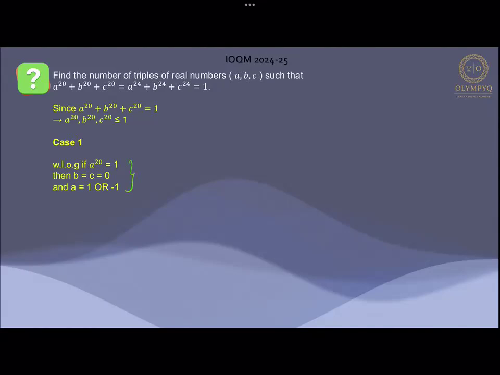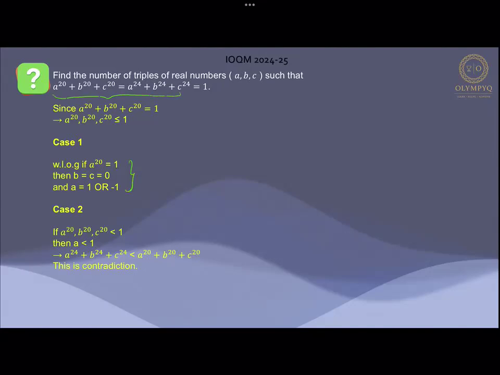The next case we assume is when a^20, b^20 and c^20 are all less than 1. If these values are less than 1, then a^24 + b^24 + c^24 is going to be less than a^20 + b^20 + c^20. But in the question they have mentioned that these are equal, so this gives us a contradiction. If it is a contradiction, the only case that will hold is when one of these is equal to plus or minus 1.